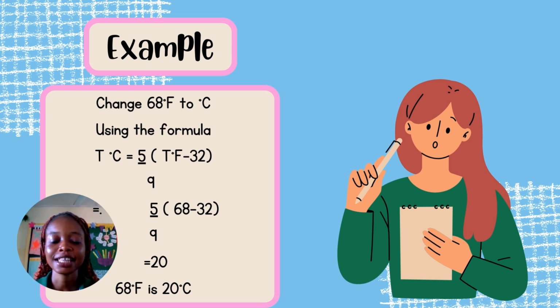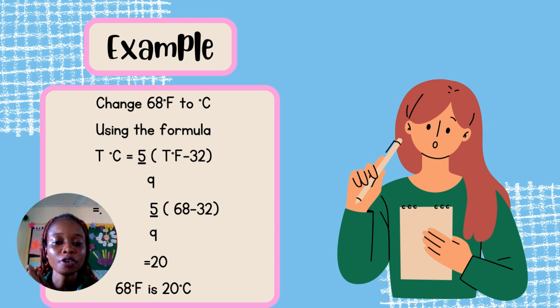Now, we want to change a 68-degree measurement on the Fahrenheit scale to the Celsius scale. Using our formula, that's 5 over 9 of the degree in Fahrenheit minus 32. The first thing we're going to do in this case is to subtract 32 from our degree in Fahrenheit. Our degree in Fahrenheit is 68. So when we subtract 32 from 68, we're going to have 36.